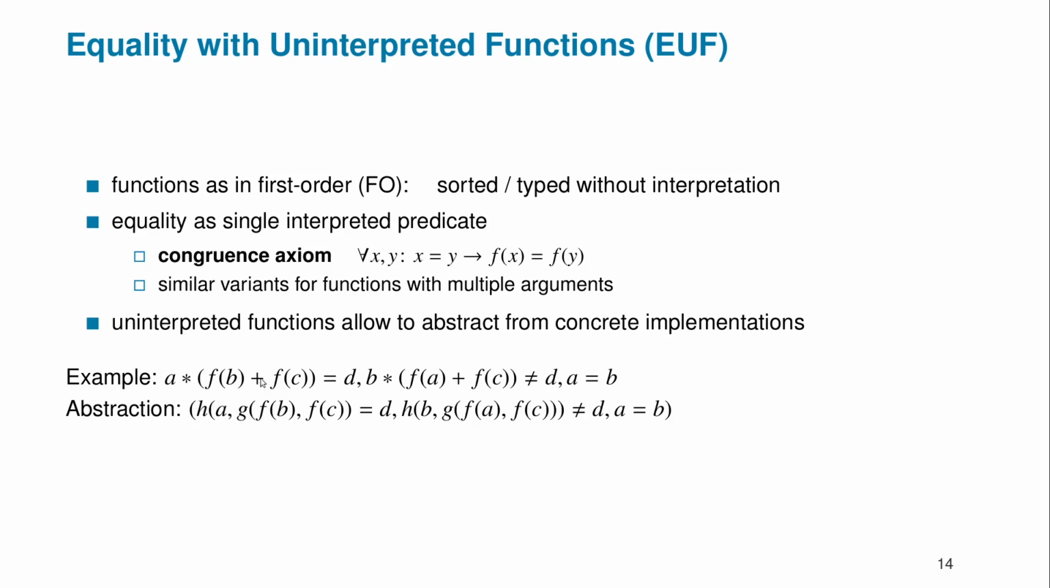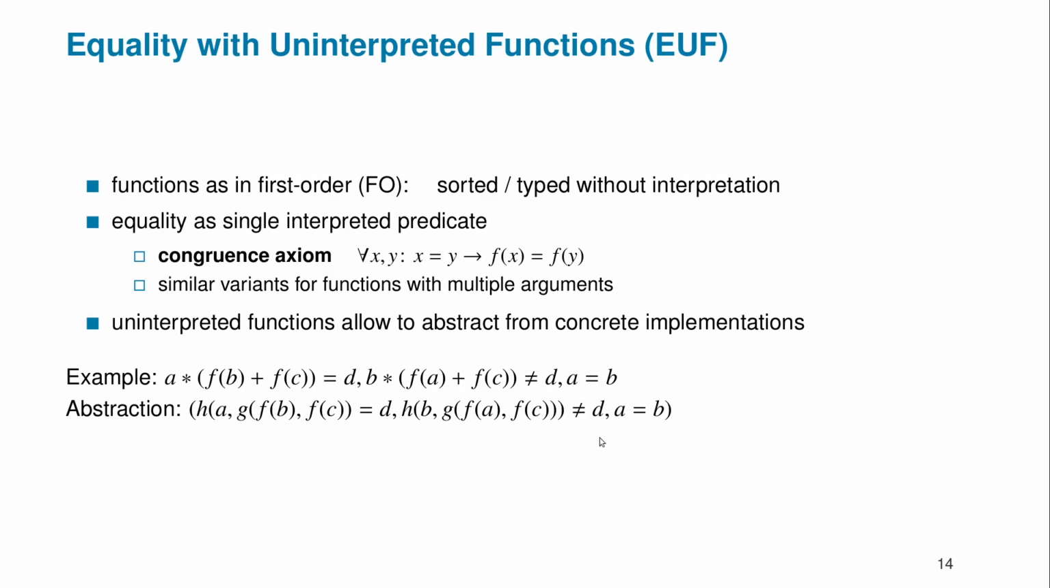HA, and the plus we replace by G. So as the second argument, we get GFB and GFB-FC. This comes from the plus here. This equals D, and then here we have the H for this multiplication here, and here we have the G for this plus here, and get HB, GFA, GFC, and AB.